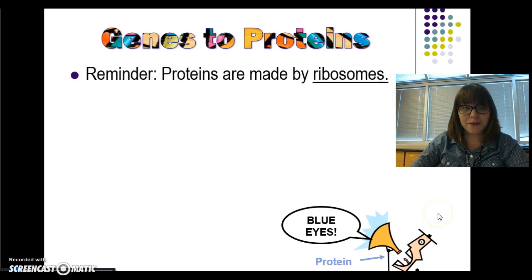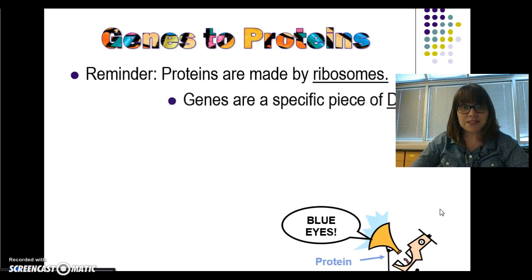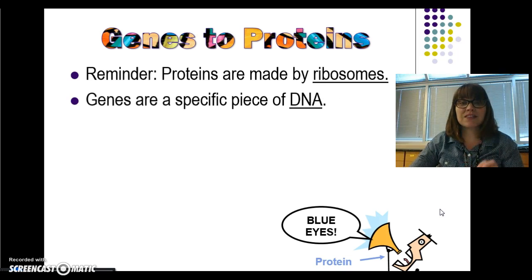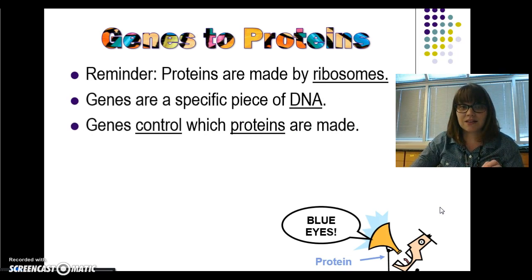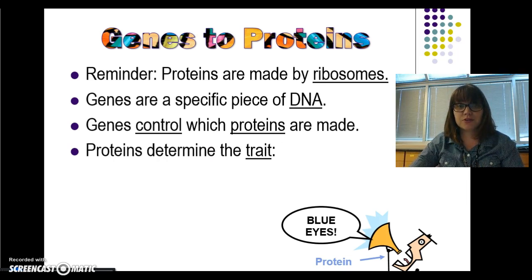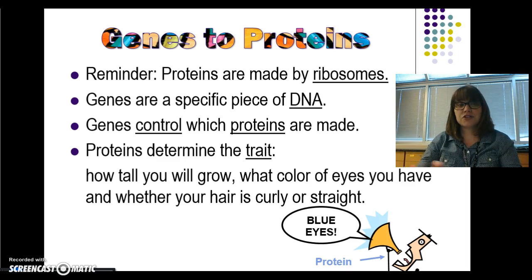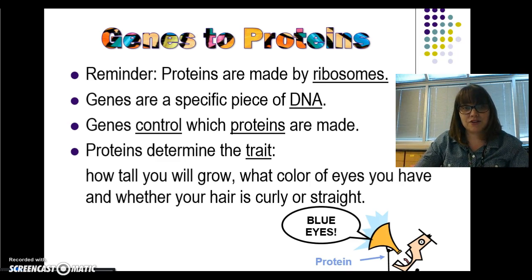All right, so just a reminder that proteins are made by ribosomes. Genes are a specific piece of DNA. Genes control which proteins are made, and proteins determine the trait. So the trait could be how tall you will grow, color eyes you have, whether your hair is curly or straight. There are a lot of traits that are determined by your DNA. Take a moment and fill those in.